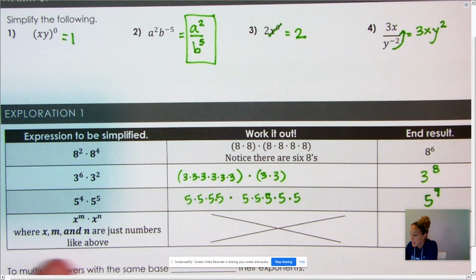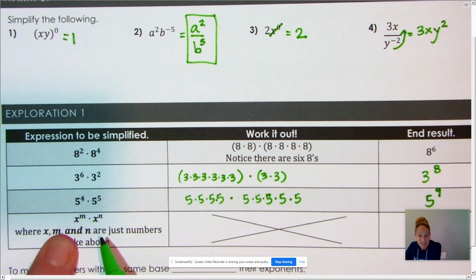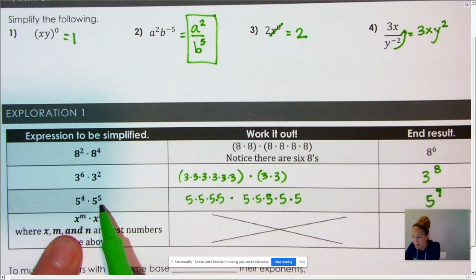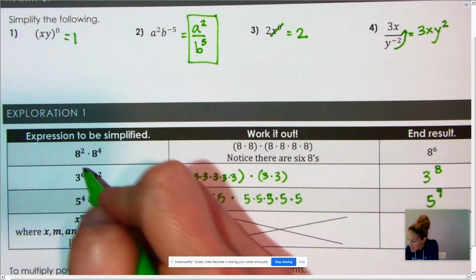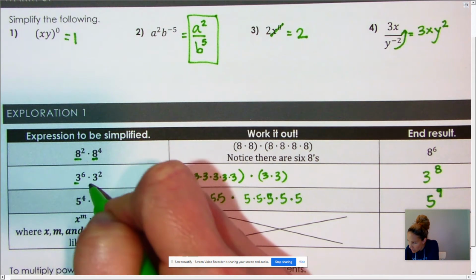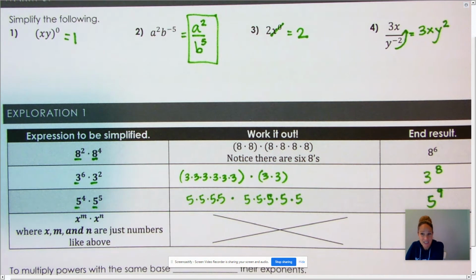And then now we need to generalize. So if I have the same base, and note, this is an 8 and this is an 8, this is a 3, this is a 3, 5, 5. This doesn't work if those are different numbers. Okay, you can't just times the numbers. It has to be the same base.